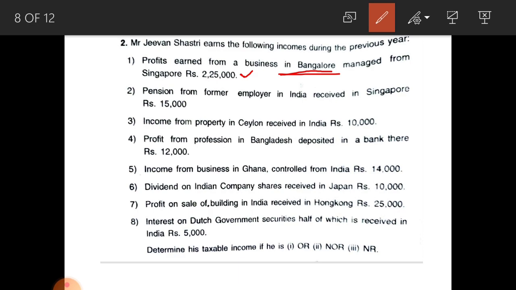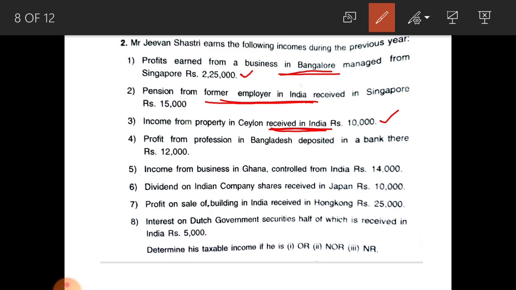And the second one, pension from former employer in India received in Singapore. That is pension from former employer in India, taxable under all three categories. Next, see, income from property in Ceylon received in India. This income is received in India. You have to give importance to this, received in India, accrued in India. Here, received in India, taxable under all three categories.